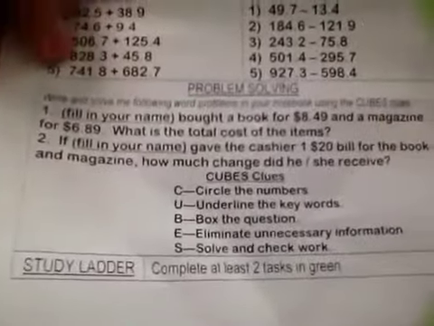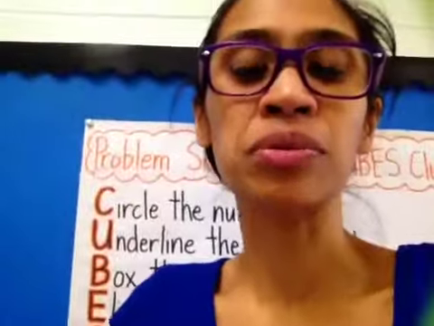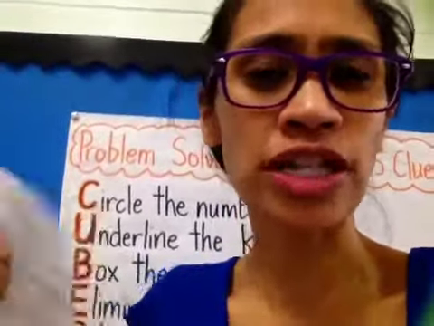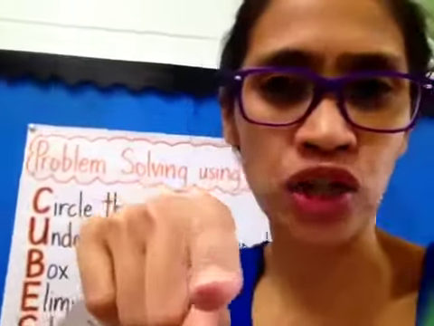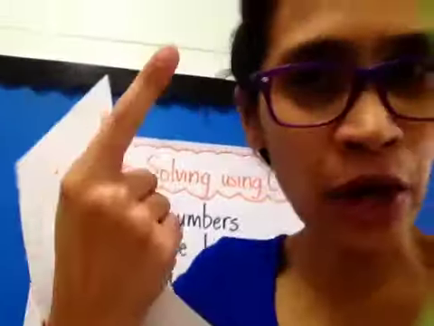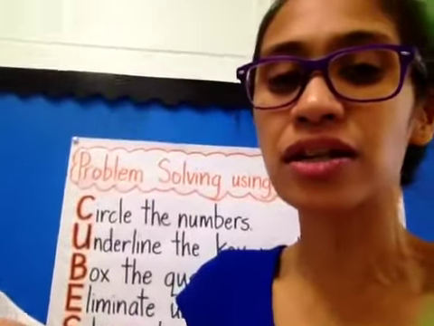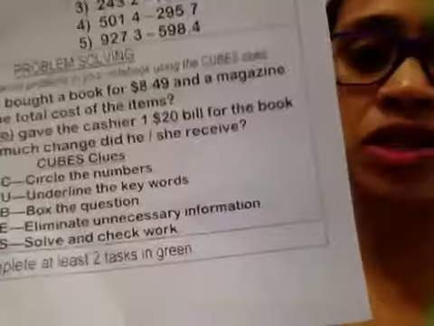E, eliminate unnecessary information. Sometimes when you have word problems, there's extra information that tries to trick you and confuse you, but you're smarter than that, and you're not going to get tricked by the problem. So make sure that you check and think about it. Is there anything there we need to eliminate? No, because we need all that information. And the last step is to solve and check your work.